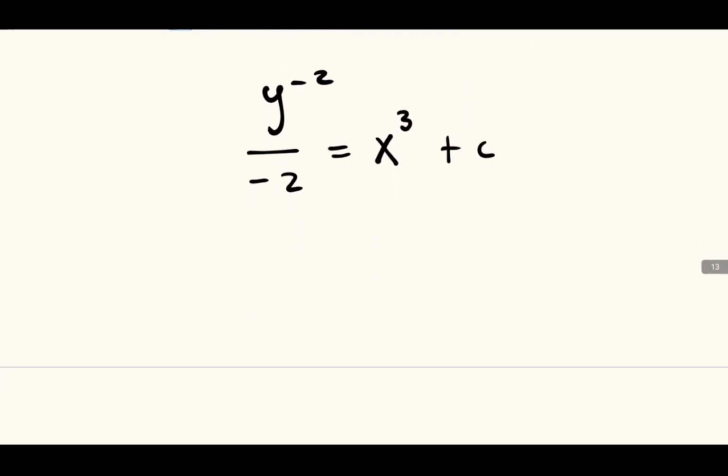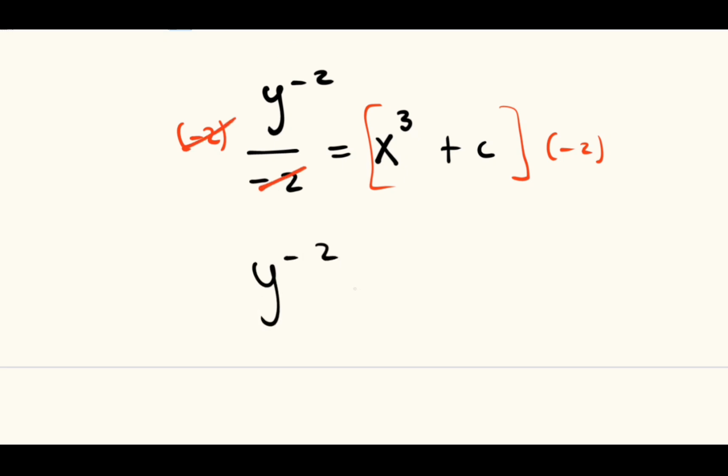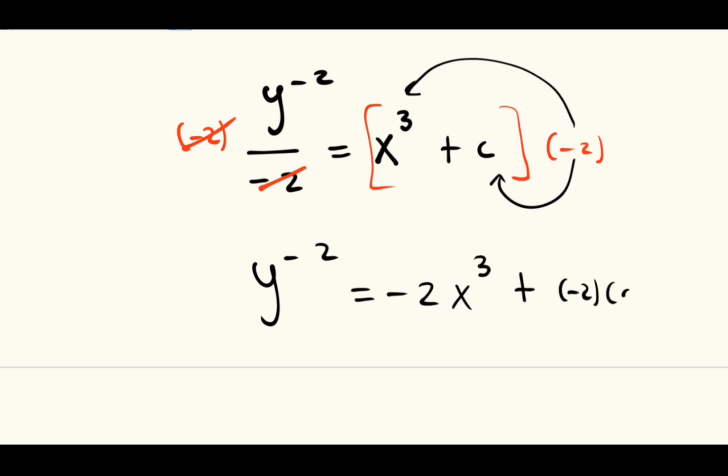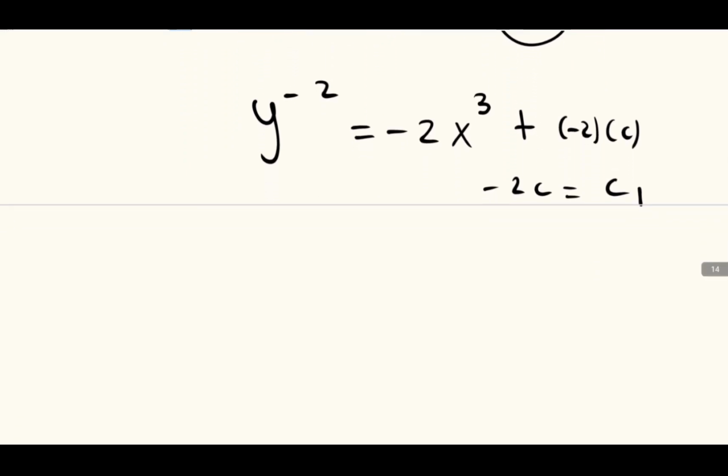We multiply both sides of this equation by negative 2. And that negative 2 and that negative 2 will cancel out each other, and y to the power negative 2 will be equals to, we distribute the negative 2 inside the parentheses. We have negative 2x cubed plus negative 2 multiplied by c. Negative 2c, we can let it be equals to c1. And we have y to the power negative 2, which we can express as 1 divided by y squared. And in the place of that negative 2c, we substitute c1.